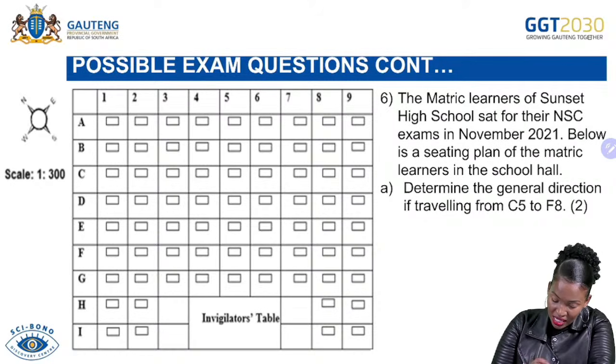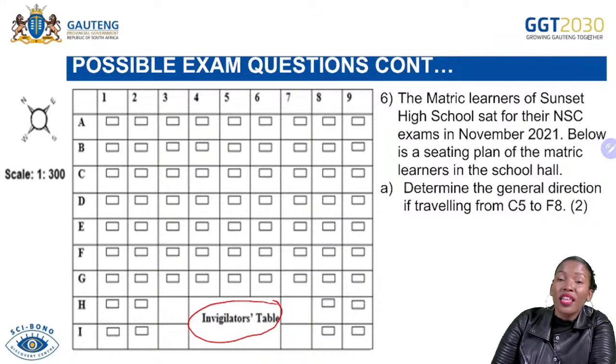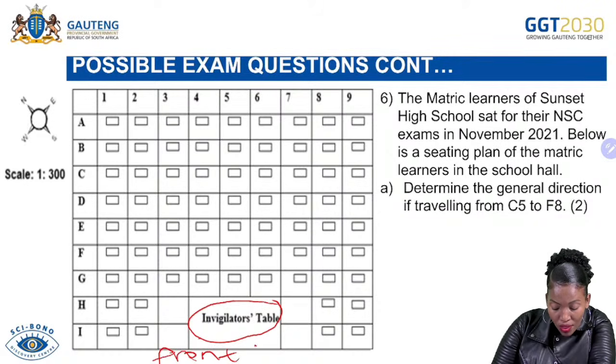So here is a sitting plan. We've got the invigilators table. This tells me that this is the front of the hall.